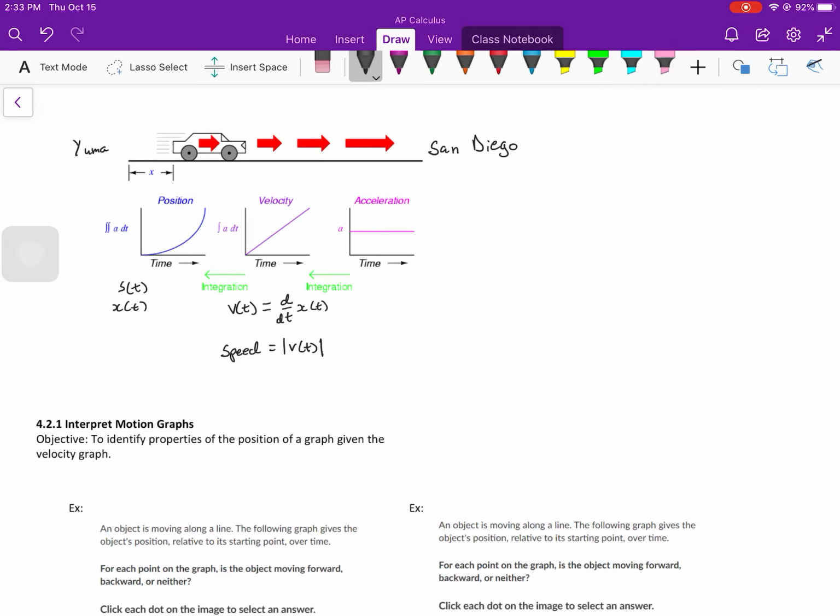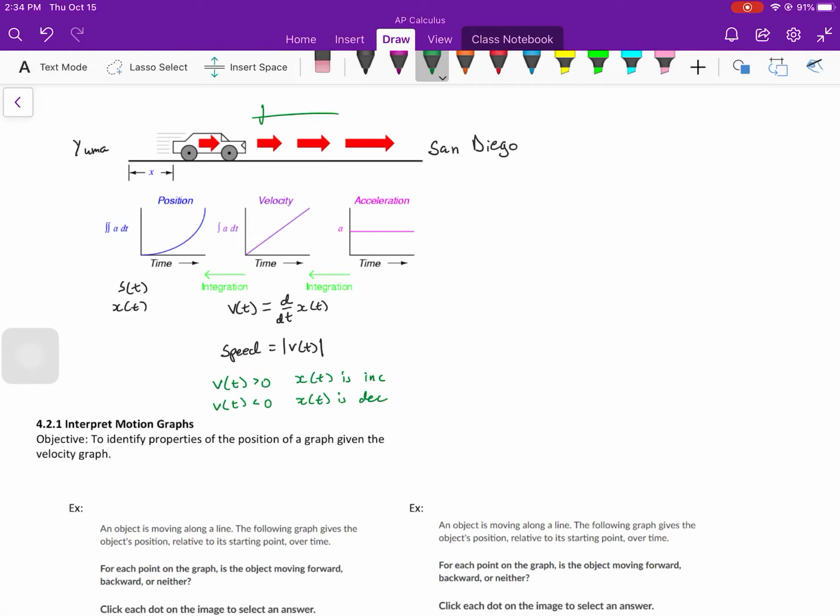But velocity tells us a direction. If it's positive, we're going forward. We're moving towards our destination like you see here. We're going towards San Diego. If our velocity is positive, we're moving forward. So it's kind of nice that it tells us that. So if v of t is positive, then x of t is increasing. If v of t is negative, then x of t is decreasing. So if we have a negative velocity, then we're traveling back home. We're heading the wrong direction.